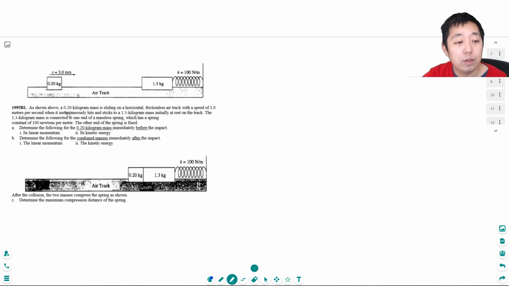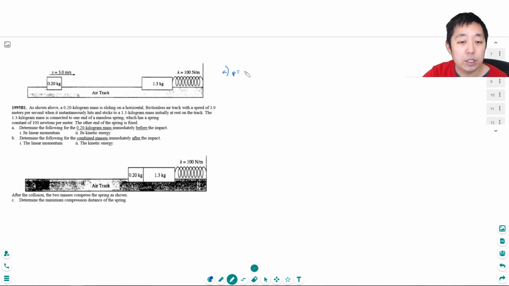As shown above, a 0.2 kilogram mass is sliding on a horizontal frictionless air track with a speed of 3 meters per second. It instantaneously hits and sticks to a 1.3 kilogram mass, initially at rest on the track. The 1.3 kilogram mass is connected to one end of a massless spring with a spring constant of 100 newtons per meter. The other end of the spring is fixed. Determine the following for the 0.2 kilogram mass immediately before impact: its linear momentum and its kinetic energy.